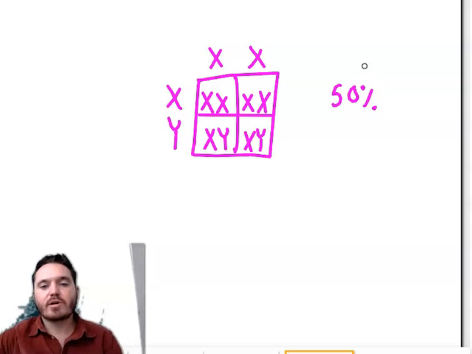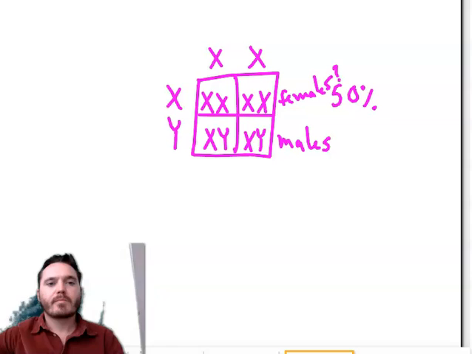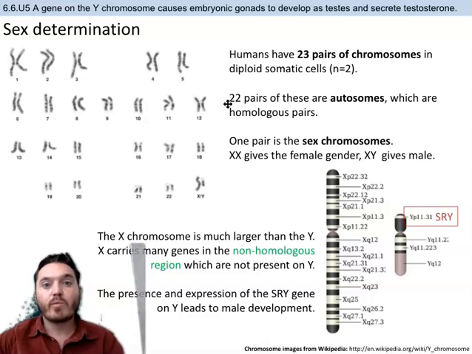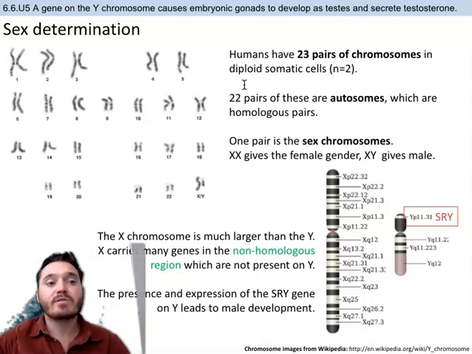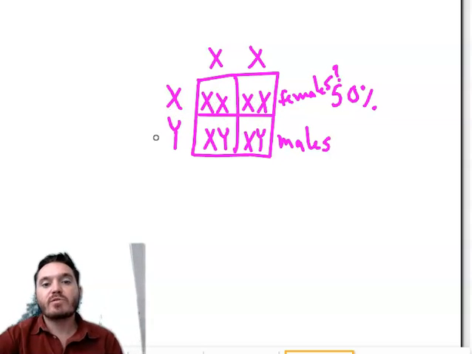And what is this all determined by? Why do these two with X and Y end up being male? And why do these ones end up being females? It all comes down to the Y chromosome and one of the genes on the Y chromosome. So quite literally, your father is determining your sex based on which of the sex chromosomes he gives you. If he gives you his X chromosome, you're going to end up being a female. If he gives you the Y chromosome, you're going to end up being a male.